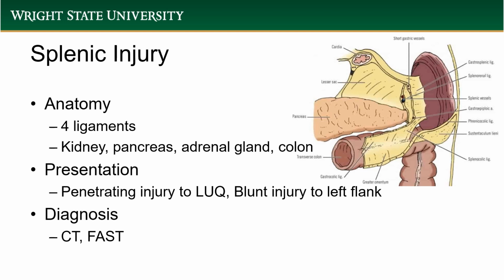Patients with splenic injury commonly are those with penetrating injury to the left upper quadrant or thoracoabdominal trauma, and blunt trauma patients typically will have injury to the left ribs or to the left flank. Again, in a patient who is hemodynamically stable or is a responder to fluids or blood products, you can first evaluate the blunt trauma patient with a FAST exam, or if that is equivocal, or even if it's positive but they're stable, you can proceed with a CT scan to evaluate for other injuries.